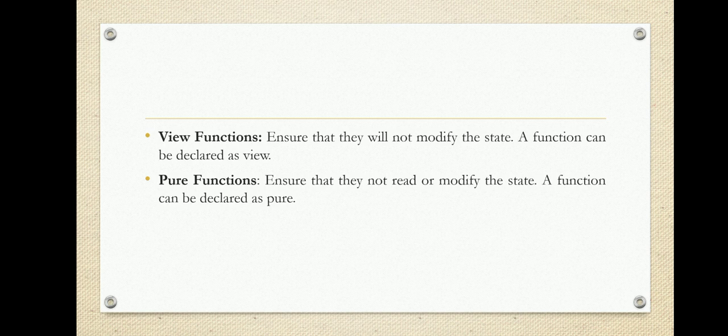So what is meant by view function? View functions ensure that they will not modify the state variables. Whenever we define a function as a view, we cannot modify the state variables within that function. So that is view function. Then what is pure function? With respect to the state variables, it ensures that they do not read as well as modify the state. Whenever you are using the state variables in the defined function, we cannot read and we cannot modify. At that time we can use pure function.